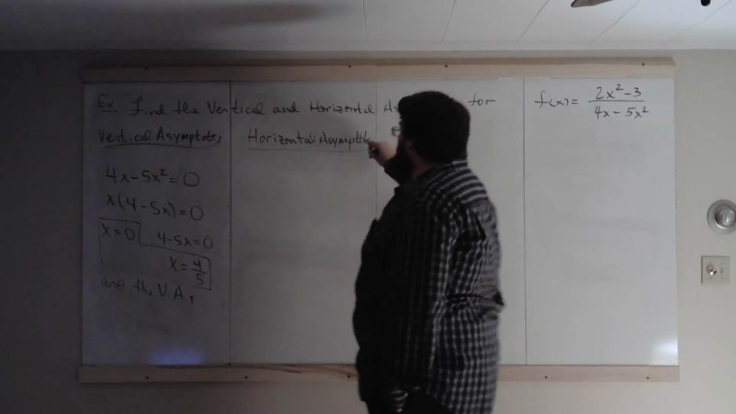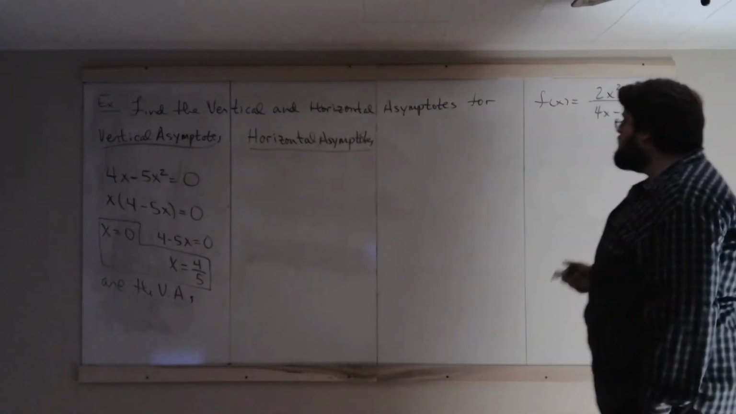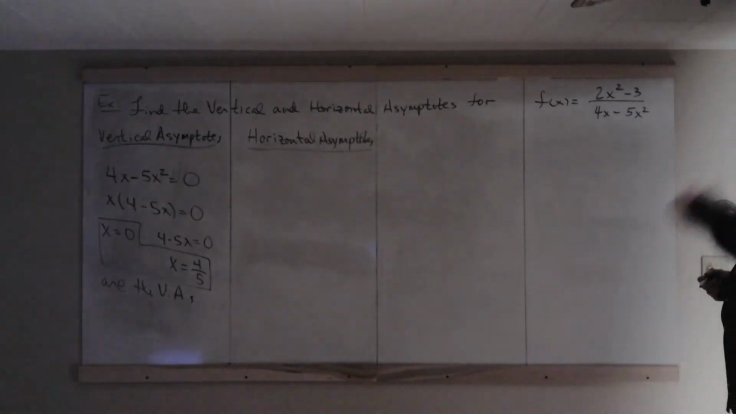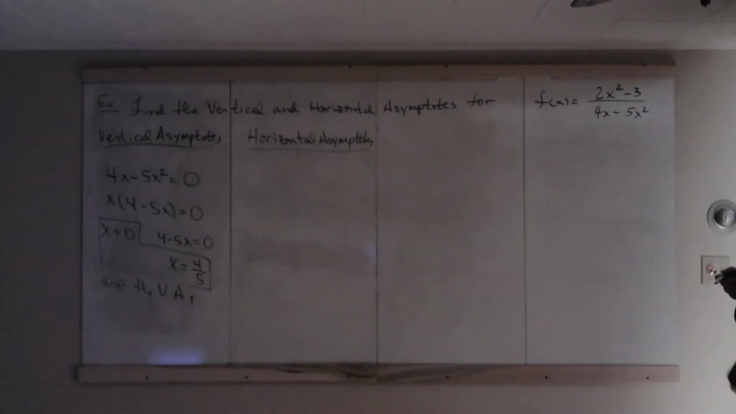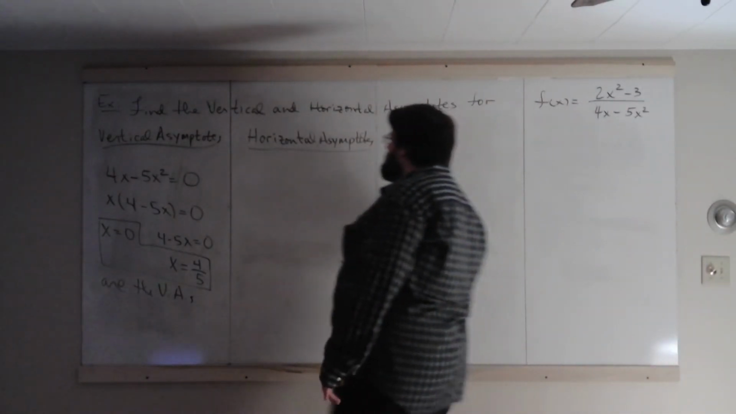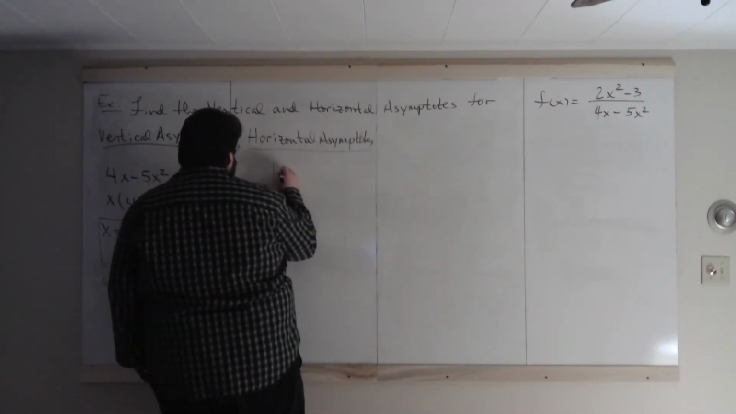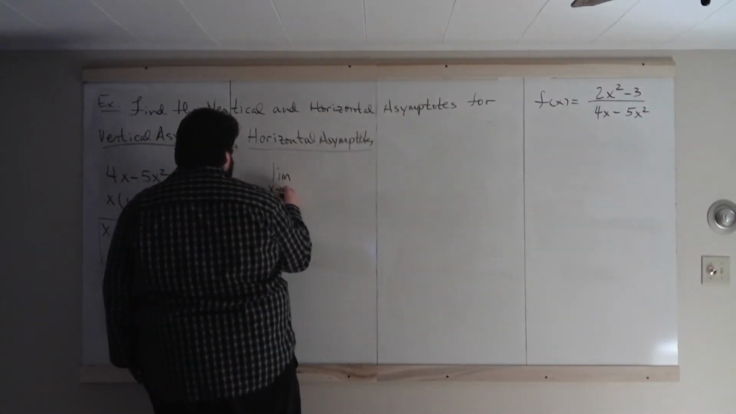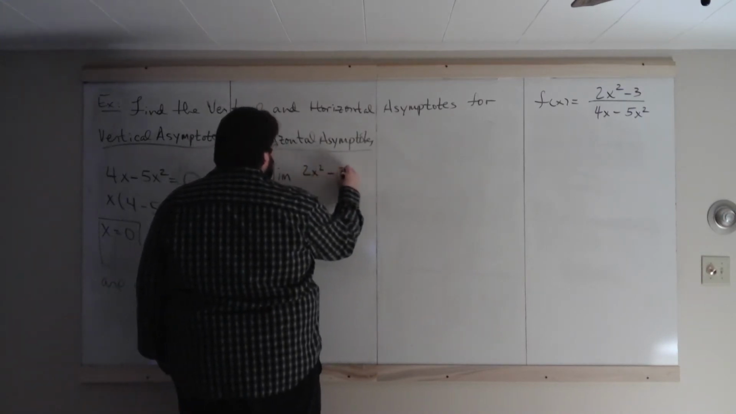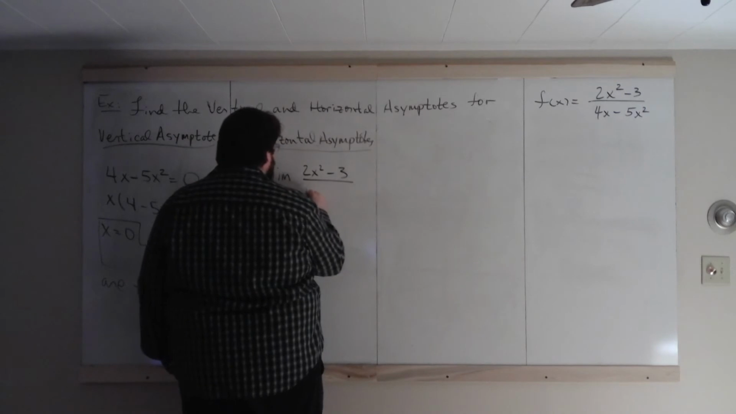Well, that's great. We already found all of the vertical asymptotes, so now let's find the horizontal asymptotes. To find the horizontal asymptotes, we need to compute 2 limits. Let's start with the limit to positive infinity. Limit as x goes to positive infinity of 2x squared minus 3 over what?